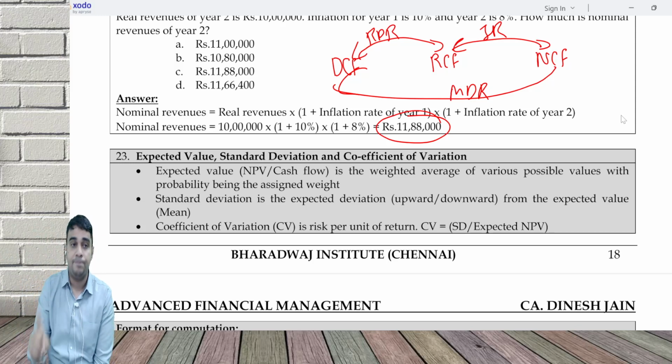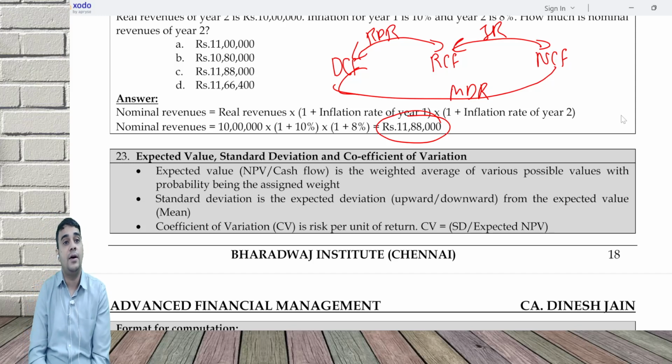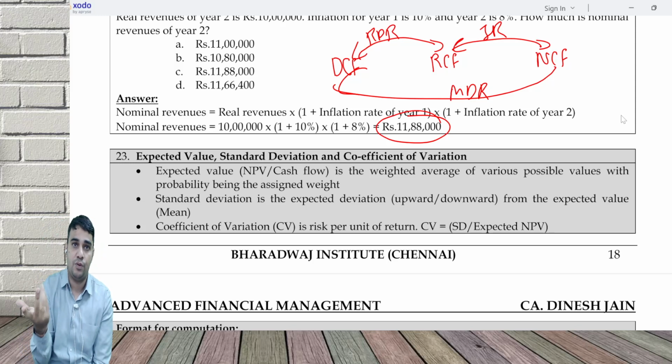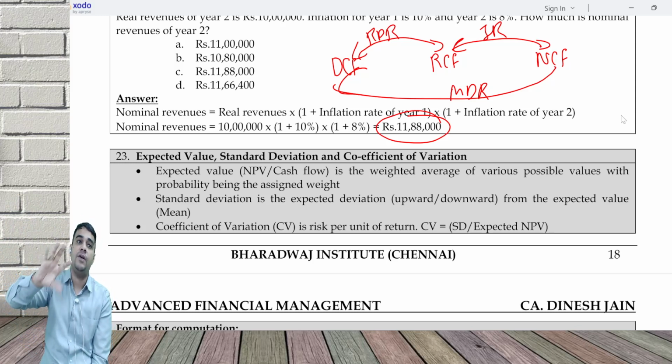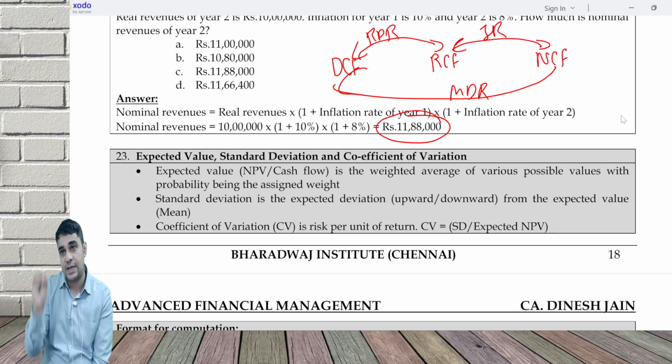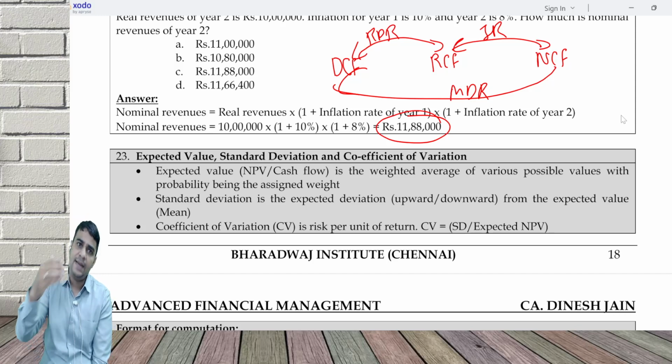Then you have something called coefficient of variation, which is risk per unit of return. Risk is standard deviation, return can be NPV or only cash flow. There are problems where only cash flows are given. Second type of question, which is what we will do in most of the problems, where cash flows are given with probability. The cash flows can be every year, or cash flow can be given only once, and the same will get repeated.